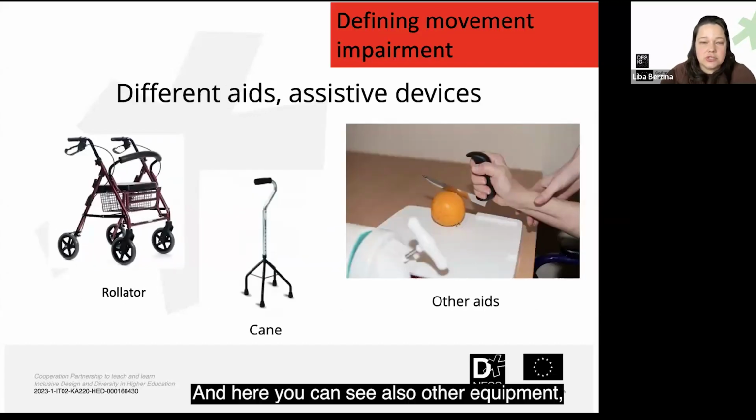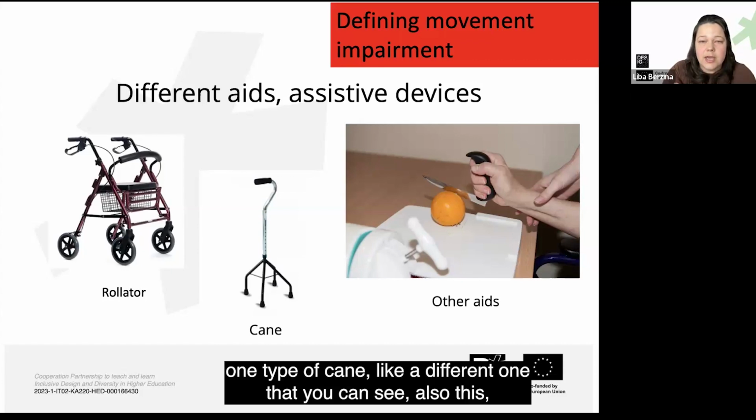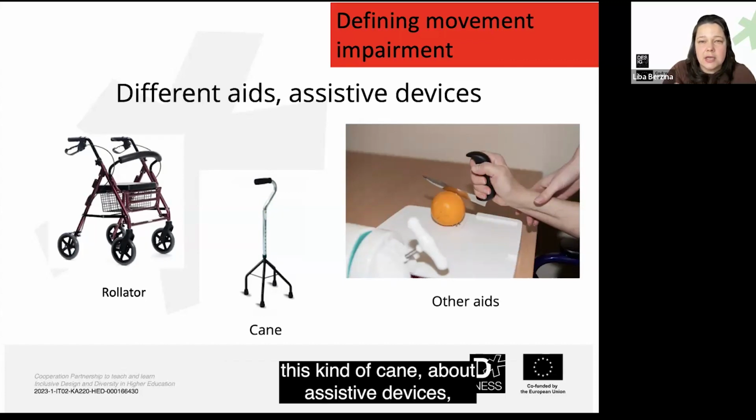And here you can see also other equipment, assistive devices. In the left is a rollator. There are different types of rollators. This one is with wheels. Sometimes there are no wheels. So again, we need more space to move. And there is one type of cane, a bit different one. You can see also this kind of cane.